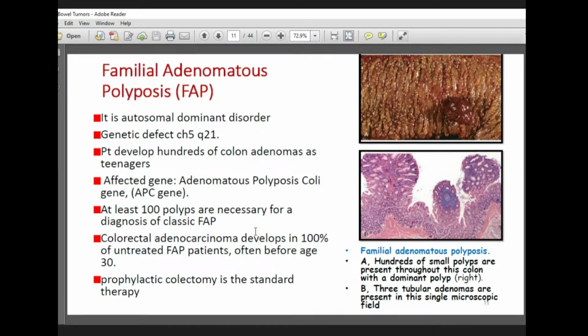Okay, and even before the age of 30. And when you diagnose this patient at an earlier age, prophylactic colectomy is the standard therapy. You tell your patient that to prevent carcinoma from developing, they should undergo removal of the entire colon. But to diagnose, a minimum of 100 polyps are required, and they must have tubular architecture. Okay.